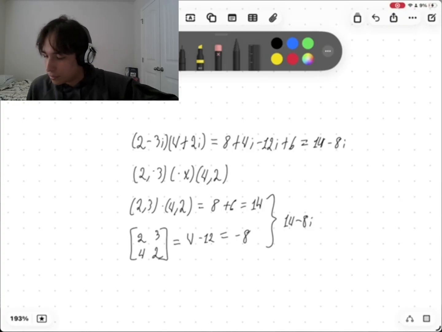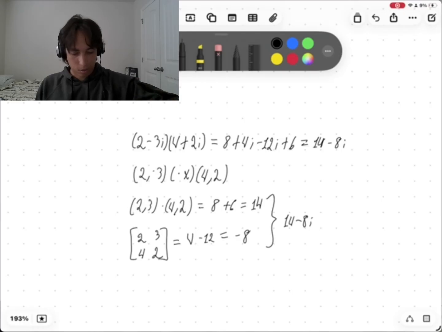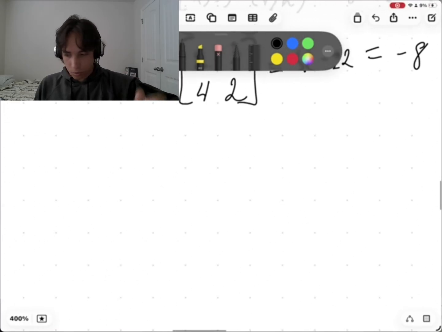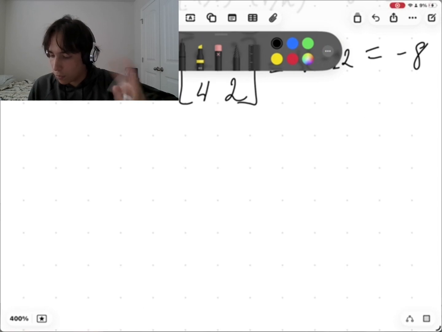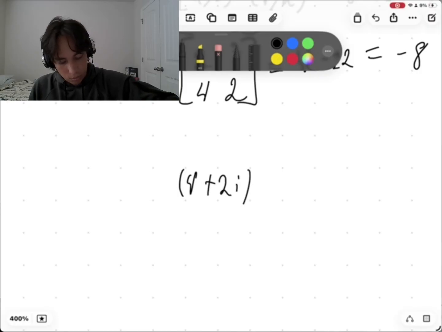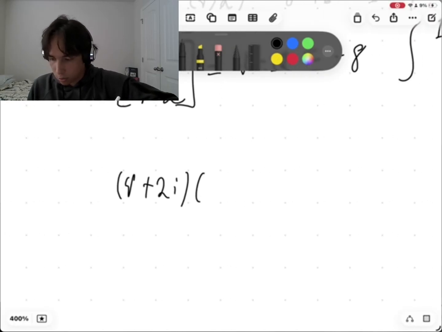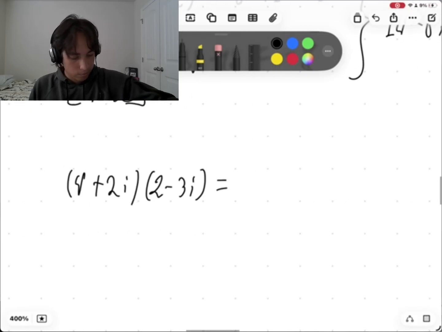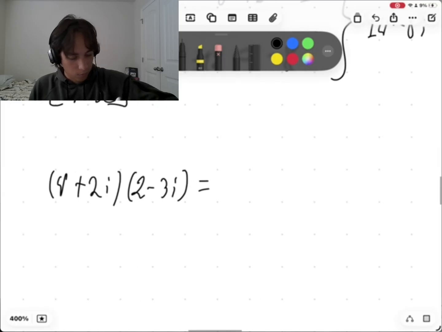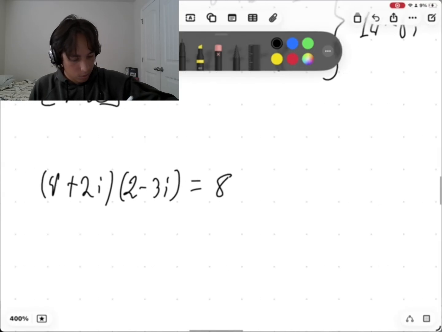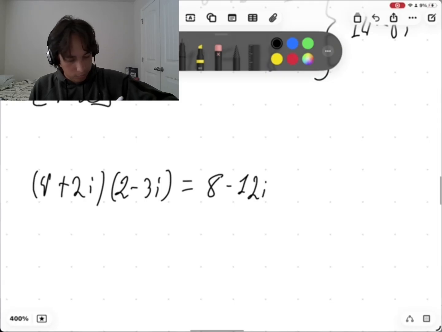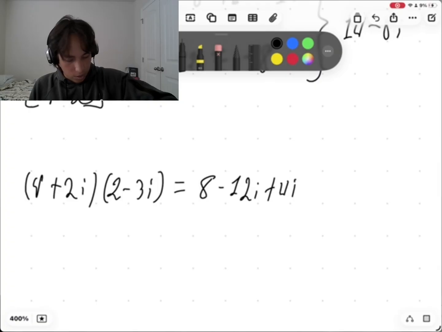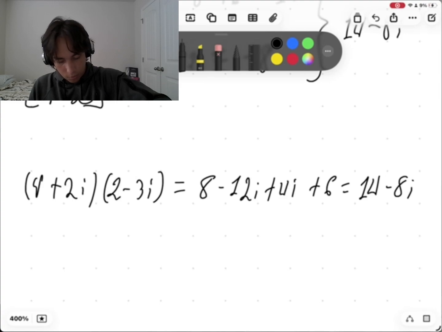So moving on. I said that this was the commutative property, so we're gonna do the flip side. We're gonna flip the terms. So now we're gonna do 4 plus 2i times 2 minus 3i. And we treat them as polynomials. Okay. 4 times 2 is 8, minus 12i plus 4i plus 6. 14 minus 8i.